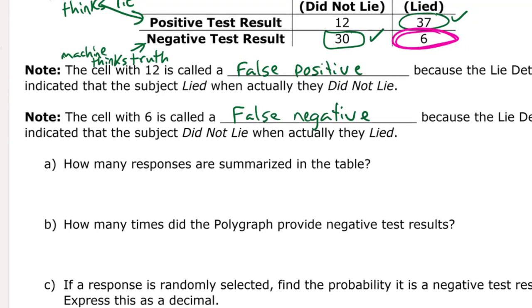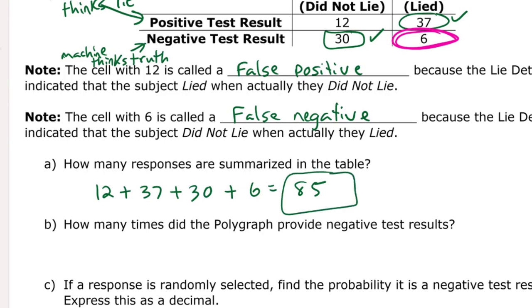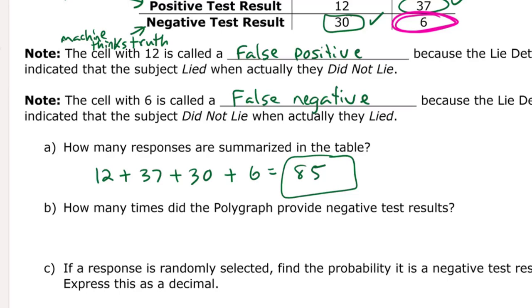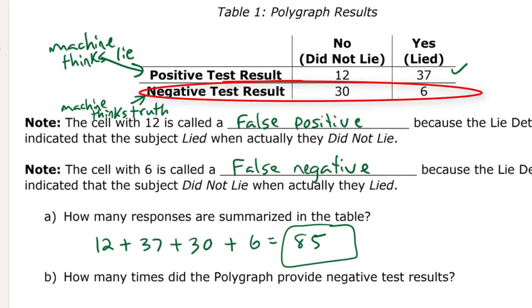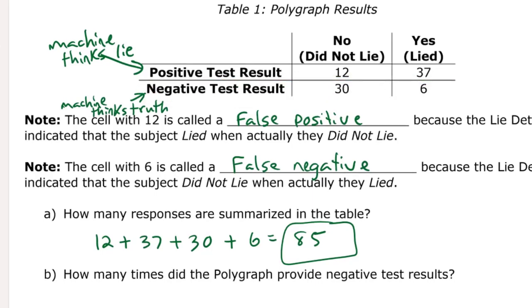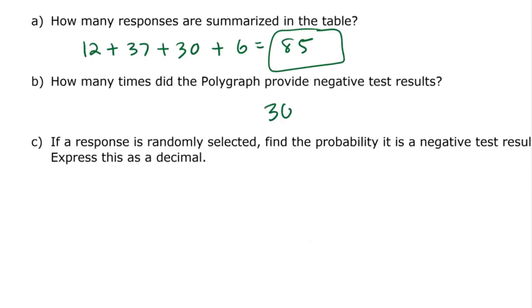Now, looking down at the A part, B part, and C part, it says how many responses are summarized in this table. All you have to do is add up all the different numbers in the cells. So how many different people are represented? There's 85 total people in the table. Then it asks how many times did the polygraph provide a negative test. You have to read across for negative test. So 30 and 6 gave negative, so 36 people total had a negative response.